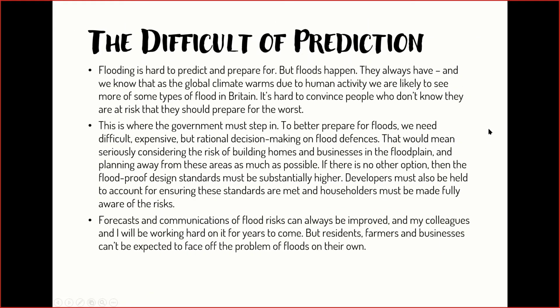Now, floods are very difficult to predict with any sort of likelihood and any sort of advance warning. So we do need defences to help step up, and that has to come from government. We can do this with ways of planning, not planning housing on floodplains. Areas are more likely to flood. And if there's no other option, flood-proof design standards need to be higher to cope with these more intense flood events that we're expecting to see.